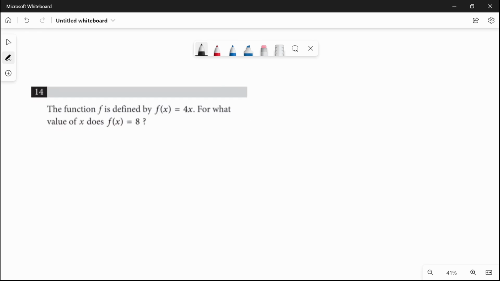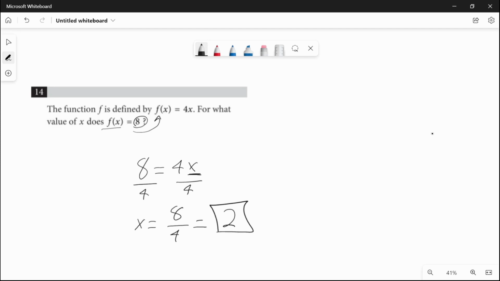Question number 14. The function f is defined by f of x equals 4x. For what value of x does f of x equal 8? So we are going to substitute the value of f of x by 8. So we will have 8 equal to 4x. Next step will be solving for x by dividing by 4. So x will equal 8 over 4, which is the same as 2. So the answer is equal to 2.